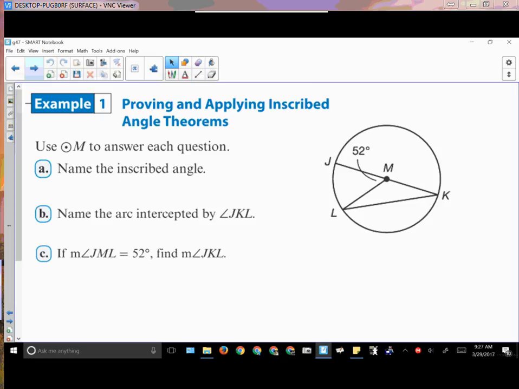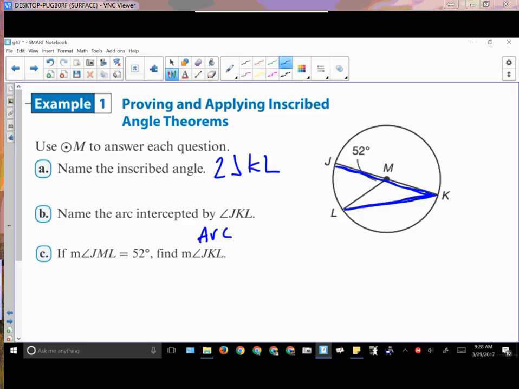So if I want to name an inscribed angle, well, if I'm looking at this, I could see that J, K to L is an inscribed angle. It terminates on the circle, vertex is on the circle. Name the arc intercepted. Well, that would be the arc going this way. So that would be arc JL, put that over that.